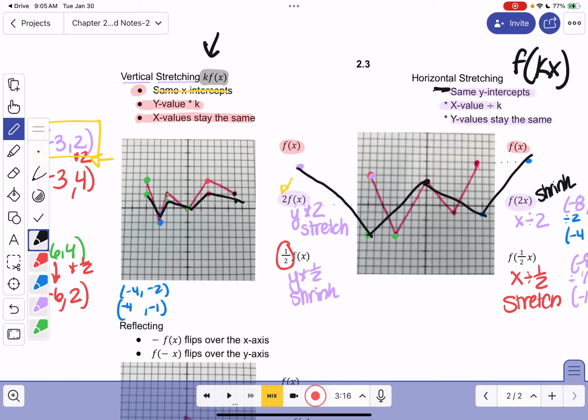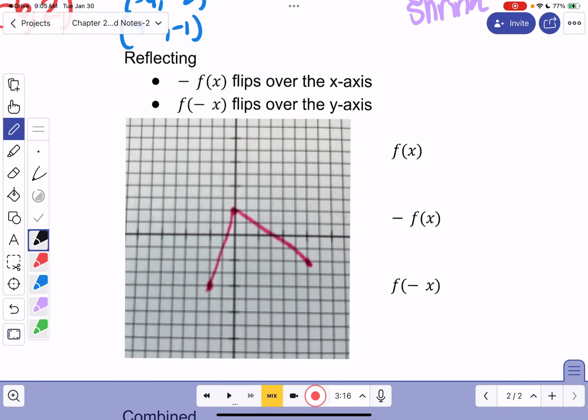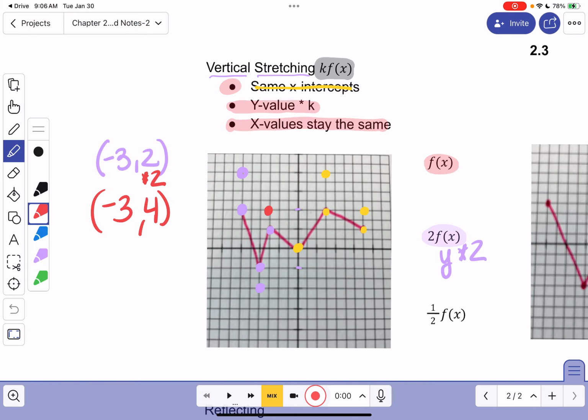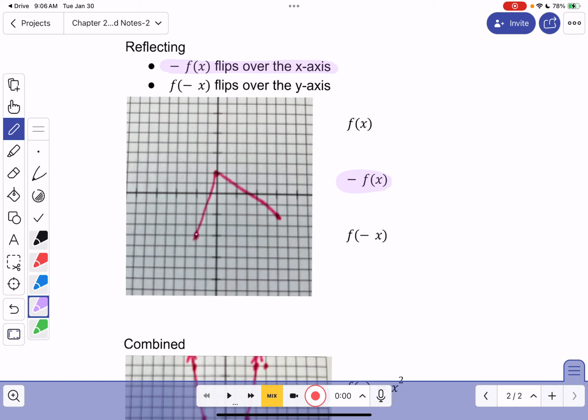That's the difference. Now, reflecting is like a mirror. We're going to flip the shape over something. So if red is our f of x, negative f of x, so negative times the y, or negative on the outside, is going to flip over the x-axis. We're taking all of our y's and changing the sign. So -4 becomes +4. +2 becomes -2. -2 becomes +2.